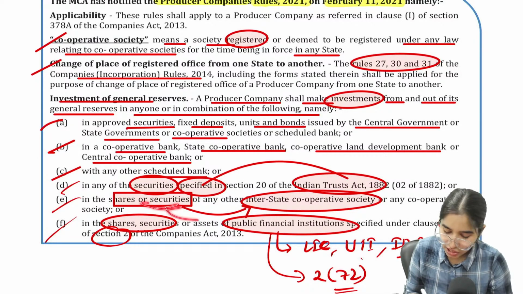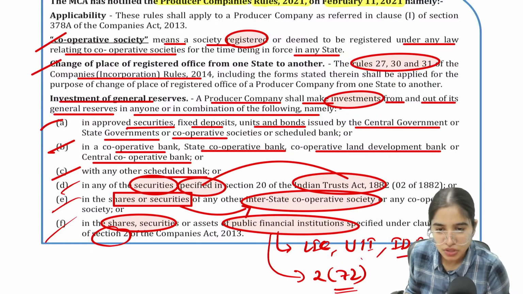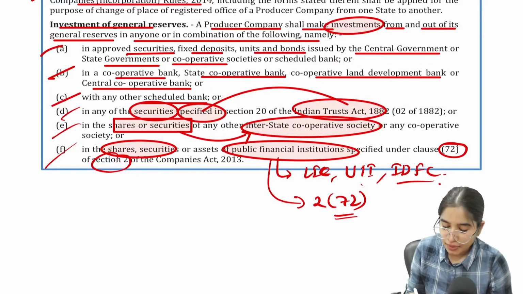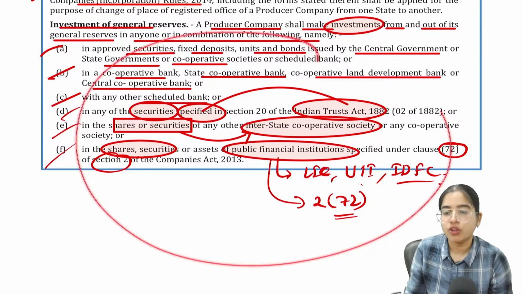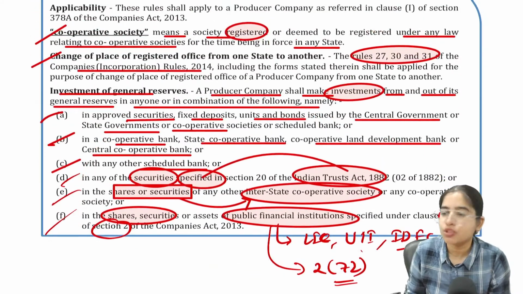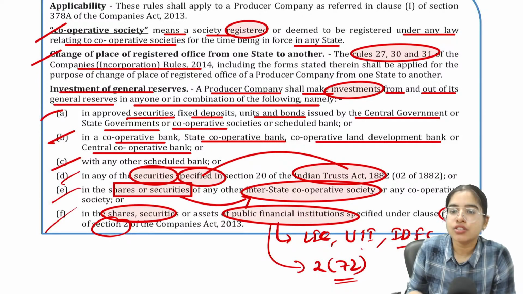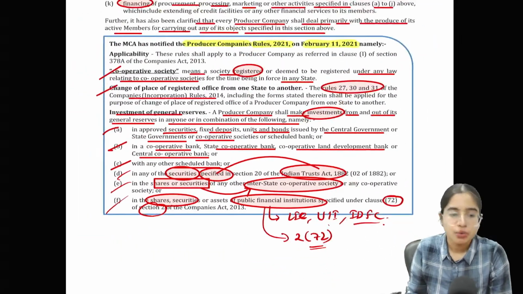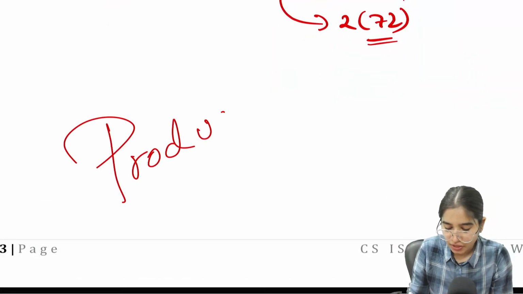You can invest in shares and securities of a cooperative society. You can even invest in the shares of a cooperative society, or in the shares or securities of any PFI, for example LIC, UTI, IDFC. So you can invest in all these places. Apart from this, no other place you can invest. So if you want to invest from the general reserve of the producer company, you can invest in any of the following areas. With this, we are done with your topic of producer company.